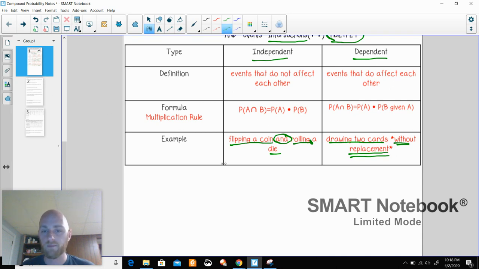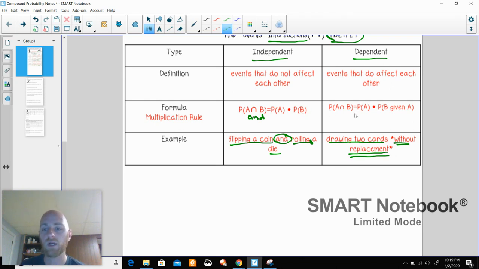The formulas for each of them, right? Let's look at the formulas. The formulas for each have that intersection symbol. You see that there. So the first one, real nice and easy. For independent events, we're simply going to do the probability of A and B happening, okay? And with that, we're going to take the probability of A and multiply this fraction by the probability of B. It's kind of that easy.